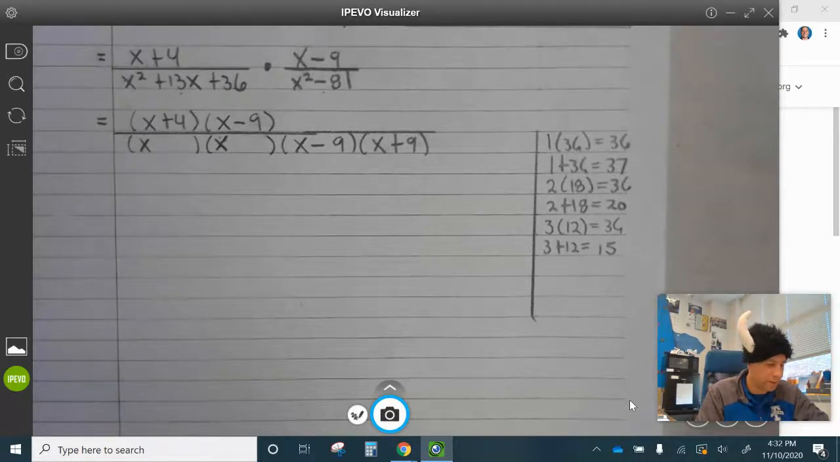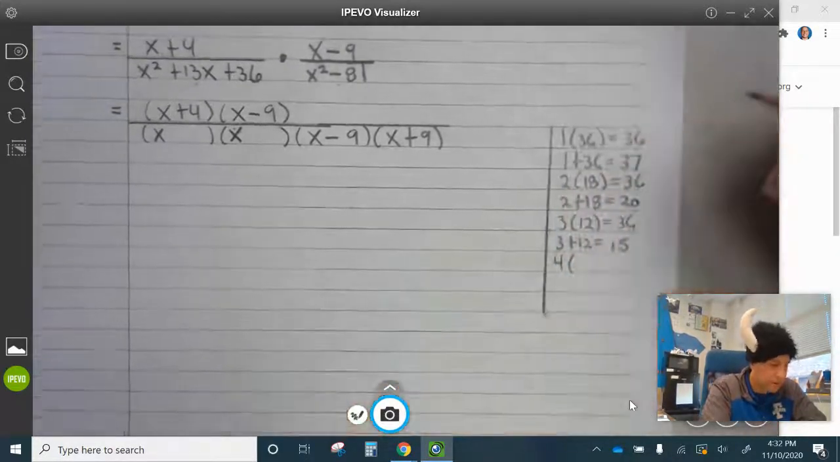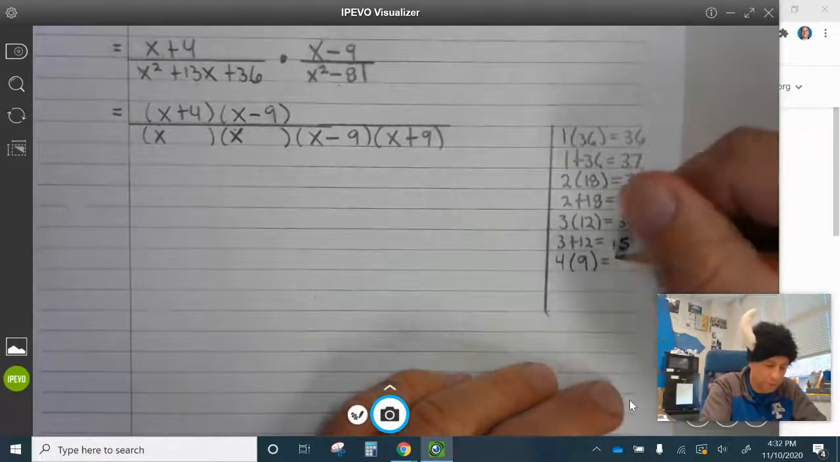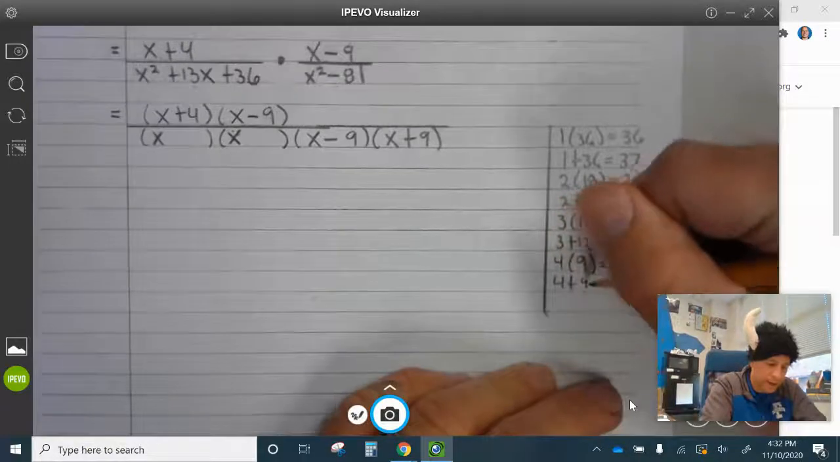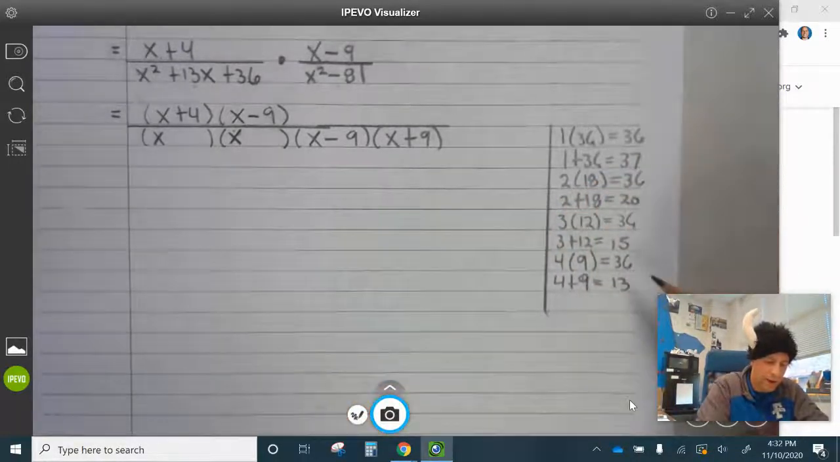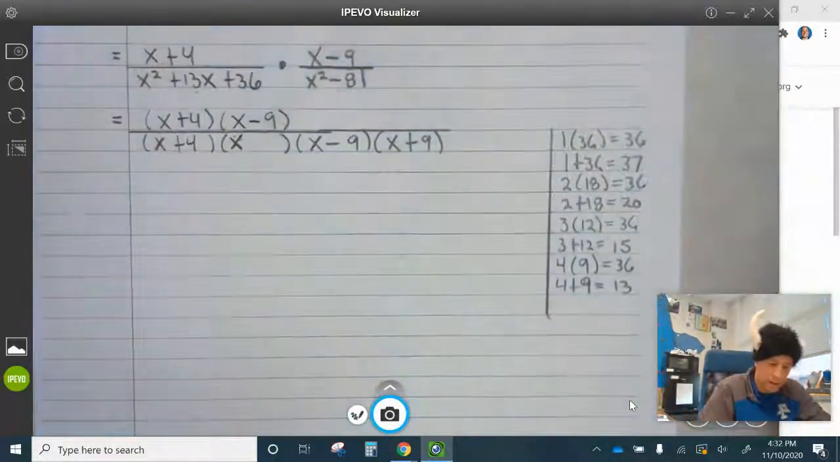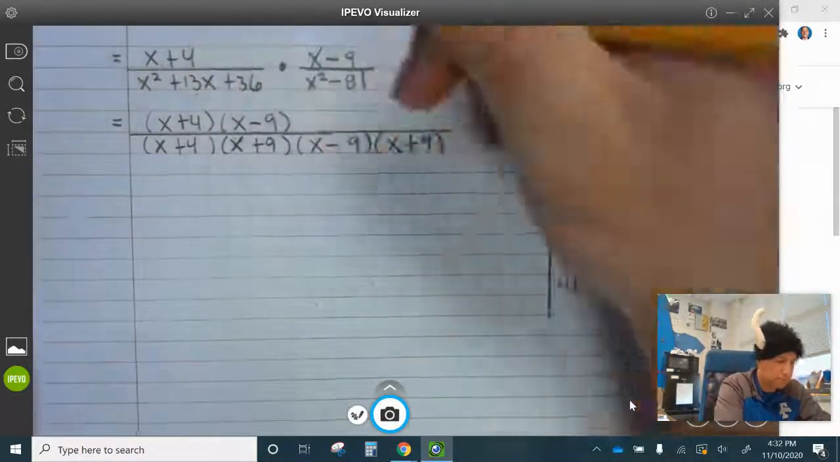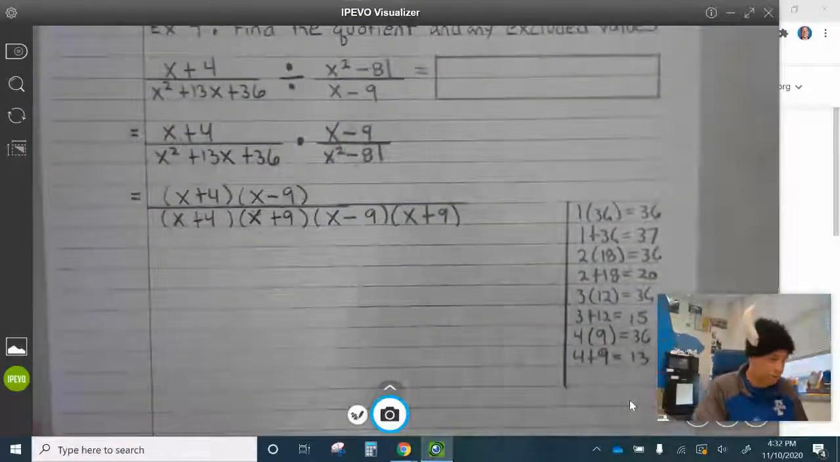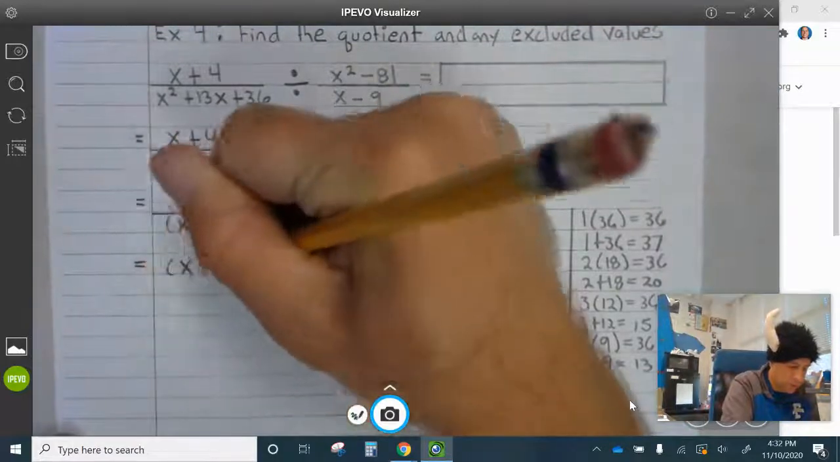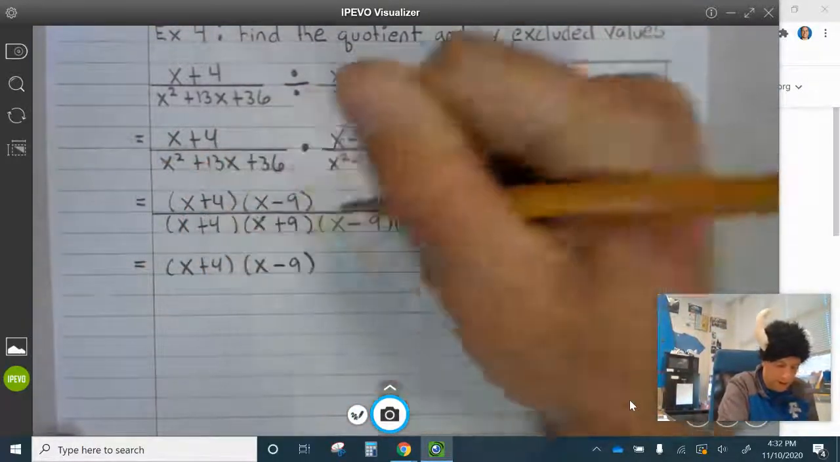4 times... see, 4 times... give me a second. 9 is 36. 4 plus 9 is 13. We have our 36 and 13, so our factors are x plus 4 and x plus 9. Okay. Now we need to rearrange this so we can divide out the ones. So let's just leave the numerator as x plus 4, x minus 9.